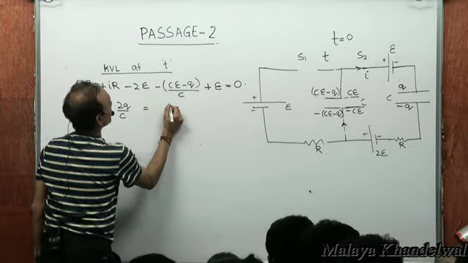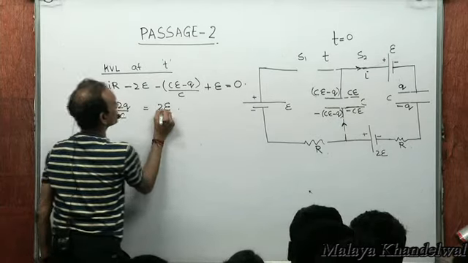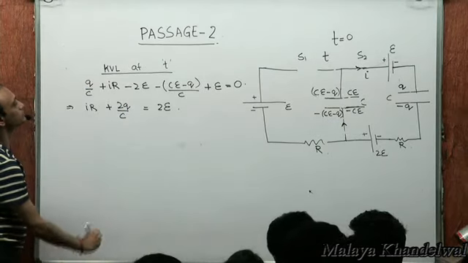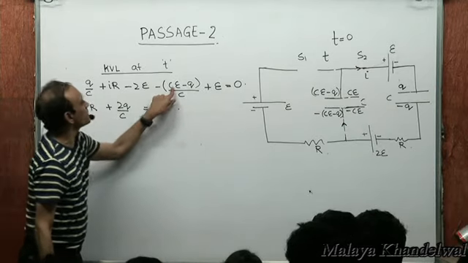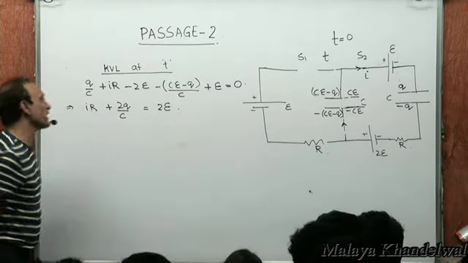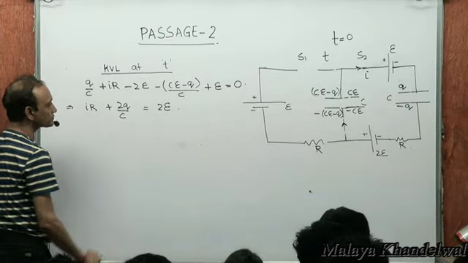That's equal to epsilon. Epsilon plus epsilon, 2 epsilon. Isn't it? Minus epsilon, and there is minus epsilon, so 2 epsilon goes on the right hand side. That's my equation. Okay.